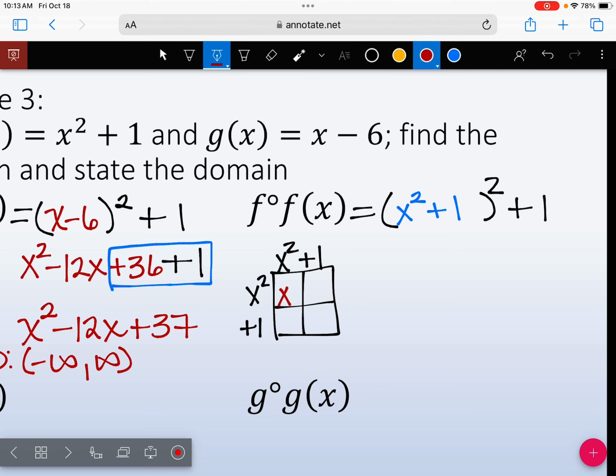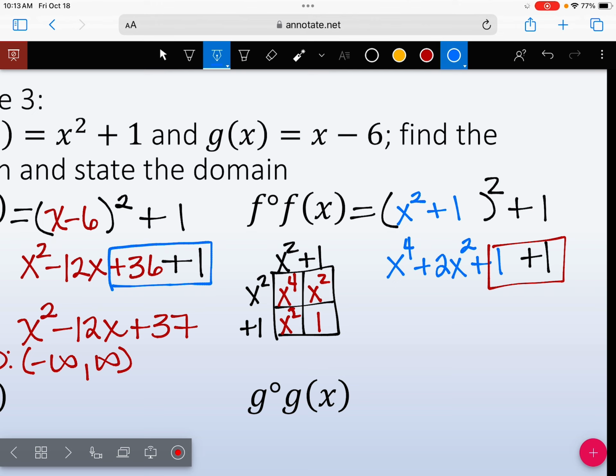So that's going to give me x to the 4th, x squared, and 1. When you combine your like terms, you have x to the 4th plus 2x squared plus 1. I'm bringing down that plus 1. And when I add my like terms, my final composition will be x to the 4th plus 2x squared plus 2. And again, our domain is all real numbers.